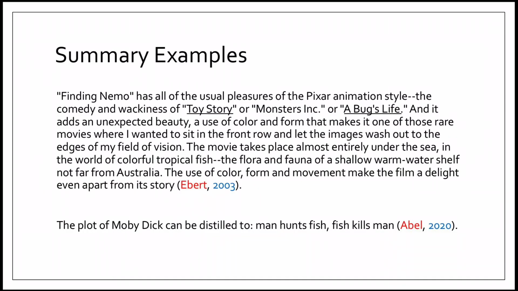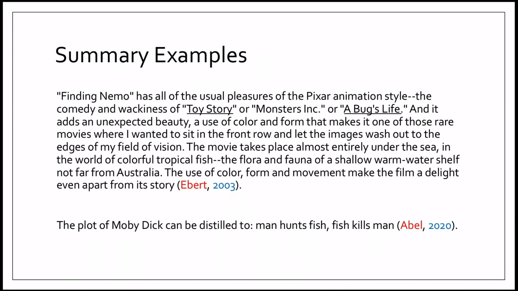All right. So when we summarize, here's a summary. This is from Roger Ebert. He wrote a critique of the movie Finding Nemo. You can see that he's giving a summary of what the whole movie is about, giving some highlights of it, and at the end you're going to see the name and year of publication, 2003.